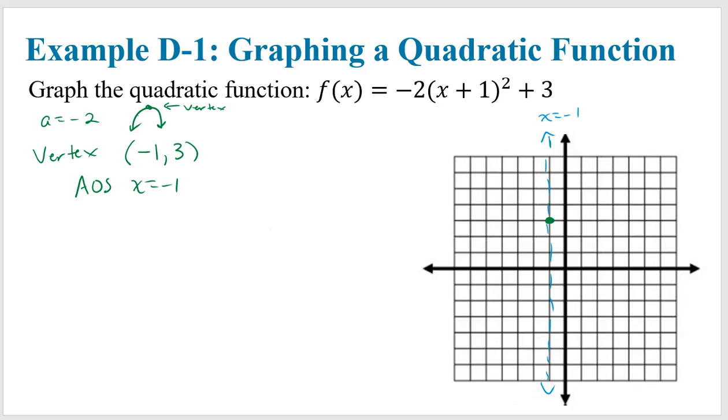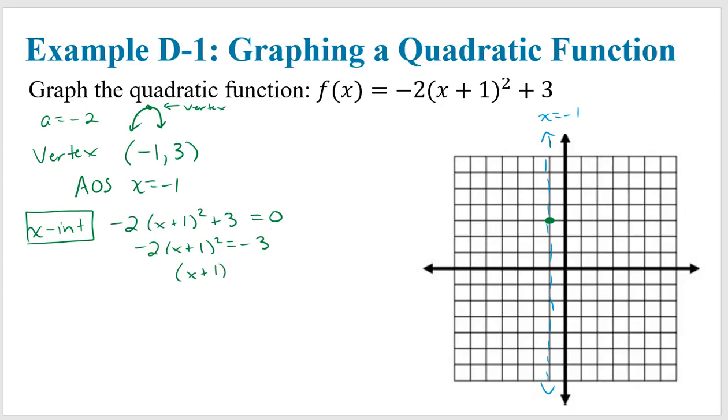All right, so the next step was to find the x-intercepts. You do that by setting this equation equal to 0. So take the equation, set it equal to 0, and then solve. So I'm going to subtract the 3 from both sides, and then divide both sides by -2.